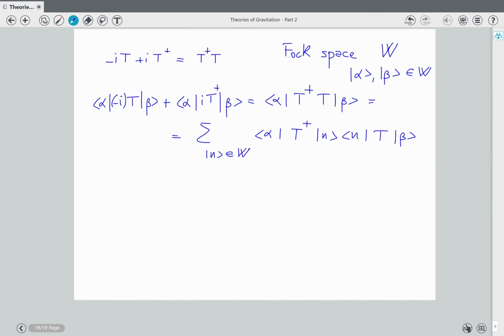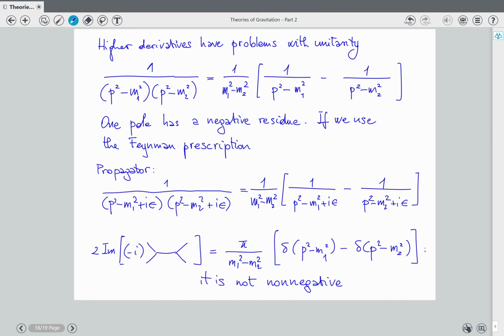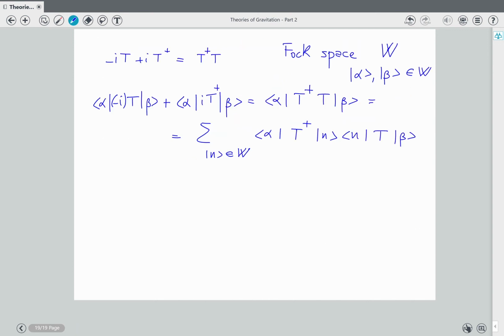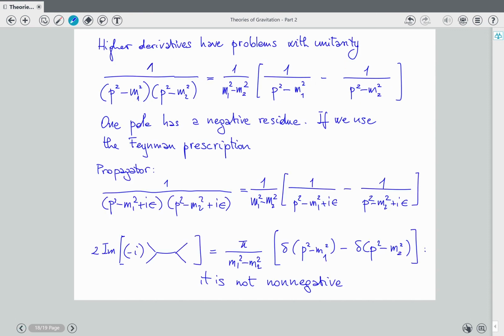So, what is the problem? The problem is that in your Fock space, you have wrong states. So, if you write down the optical theorem by means of states like that, in and out states, you could say, why don't I restrict the set of initial and final states to the subspace of the Fock space that does not contain the wrong ones?